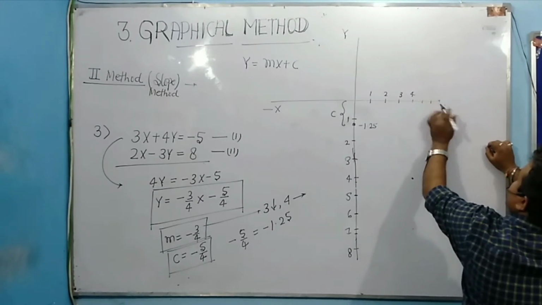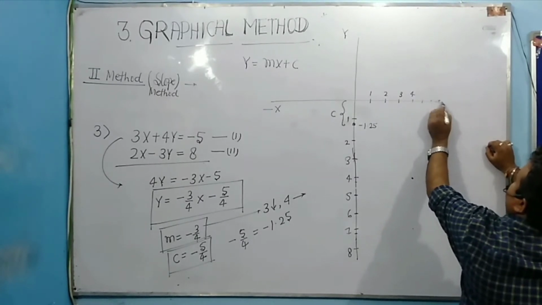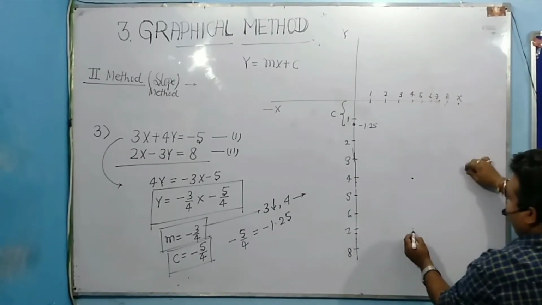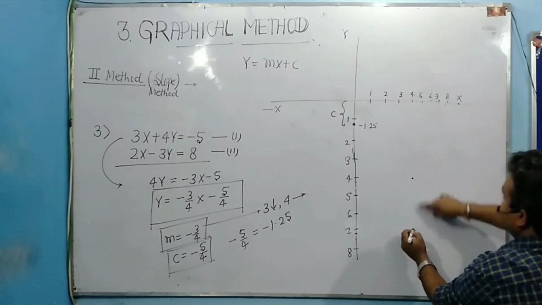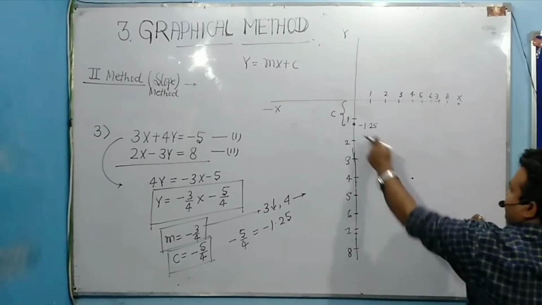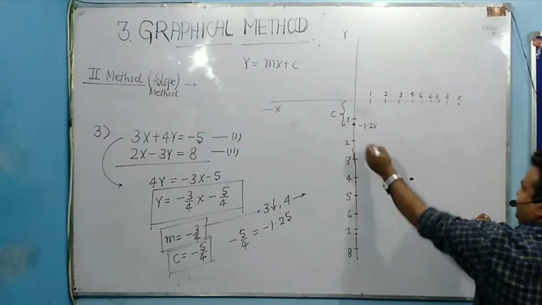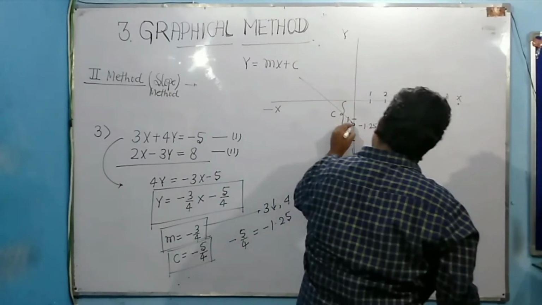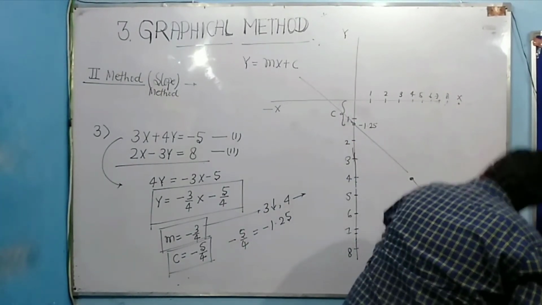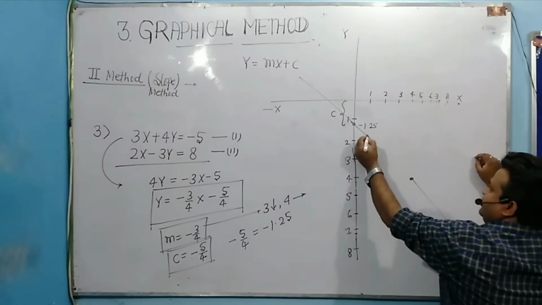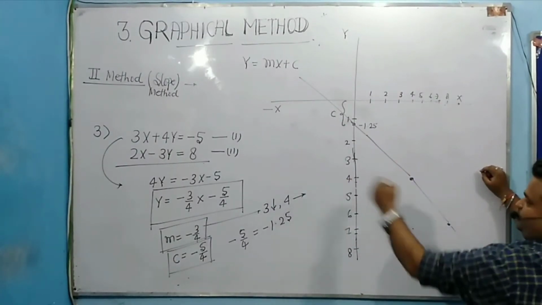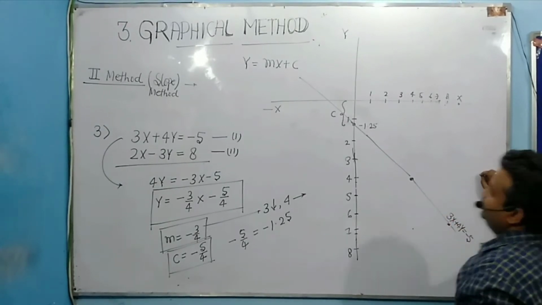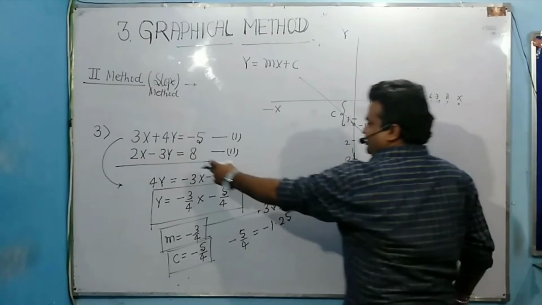1, 2, 3. Equal spacing 1, 2, 3, 4, 5, 6, 7, 8. X values. So 4, 1, 2, 3, and 4 strokes rightward. Now you have 3 points. Just with the help of all 3 points, you draw a straight line. Okay. Now this straight line represents the equation 3x plus 4y equal to minus 5. No problem at all.